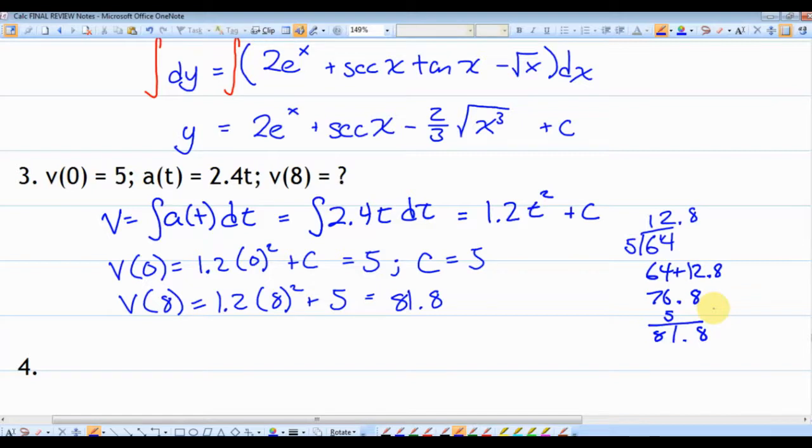So why do we do it? Therefore, 64 divided by 5 is 12.8. Therefore, 1.2 times 64 is 64 plus 12.8, plus 5. You don't have a calculator per se. It's okay. The answer is 81.8.